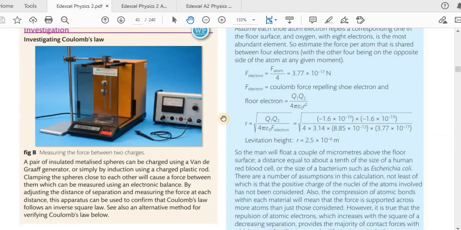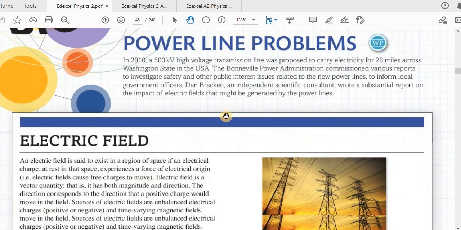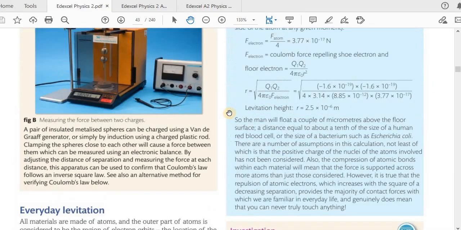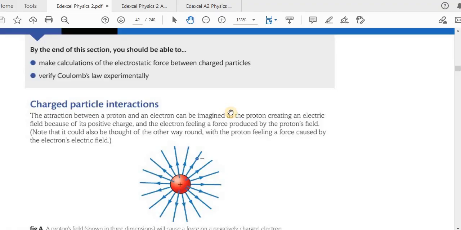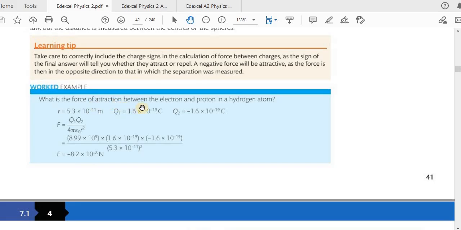Okay, now if you scroll down to the end of this subchapter, the definitions would also be given there. Okay, so in this case you can see it's not given, but I showed you the definition, so you can use that definition. In the exam they can ask you to state Coulomb's law. So here you can see, what is the force of attraction between the electron and proton in a hydrogen atom? So again, very simple, you can use the Coulomb's law equation, which is F equals Q1 Q2 over 4 pi epsilon naught R squared, or you can also write this as F equals K Q1 Q2 over R squared, and K is equal to 1 over 4 pi epsilon naught.